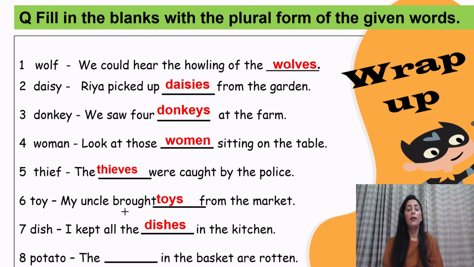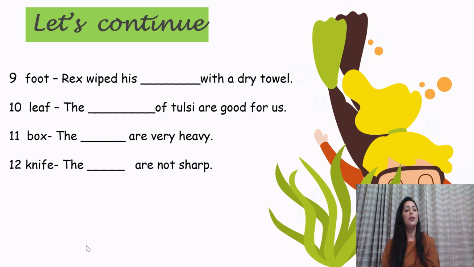Potato. Now the word potato is ending with O. So when the word is ending with O, we simply need to add ES to form its plural form. So potato becomes potatoes. The potatoes in the basket are rotten. Moving further, let's continue. Foot. Now it's an irregular form which changes its form completely.